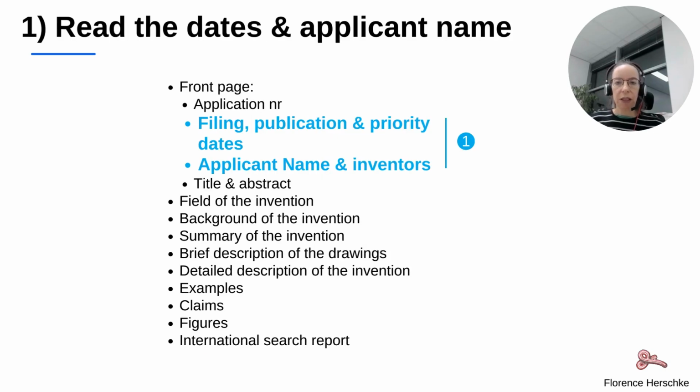Now that we have seen how a patent is structured, what I find the most useful is to start with the filing, publication, and priority dates, as well as the applicant name and potentially the inventors. These are all on the front page and you can read them in like 10 seconds.